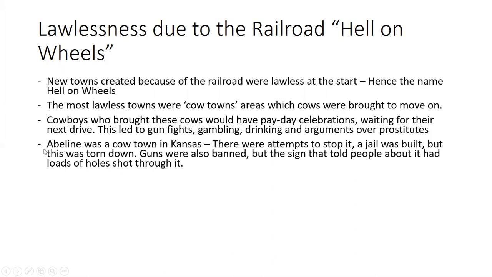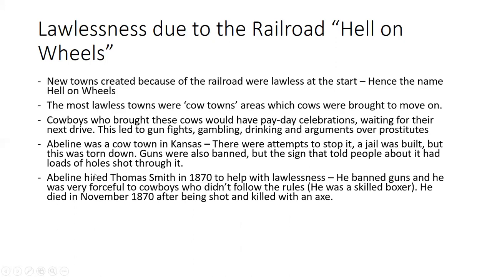Abilene. Abilene was a cow town in Kansas. Now, if you're struggling with any of these concepts, obviously just have a look at your map. It's quite easy to spot some of these key areas. Now, there was an attempt to stop lawlessness. A jail was built in Abilene, but it was torn down very quickly. Guns were also banned. A sign that told people about it had loads of holes shot through it. Kind of says it all about lawlessness.